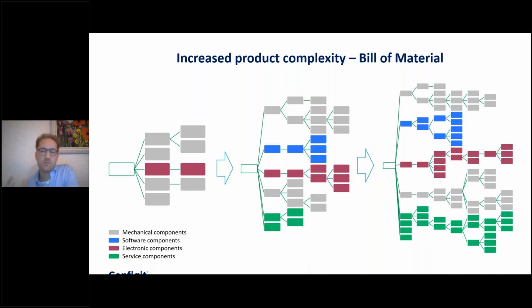And this is a very important thing because we see bill of materials in the whole organization. So we need to create bill of materials in order to create, for example, a manufacturing bill of material or a service bill of material. And if we also have a lot of variants for each part, then it becomes more and more complex.